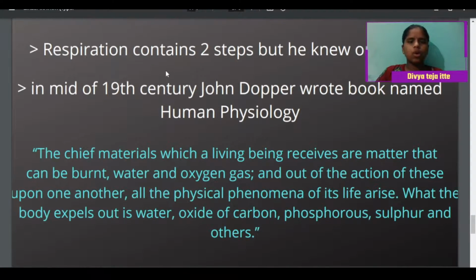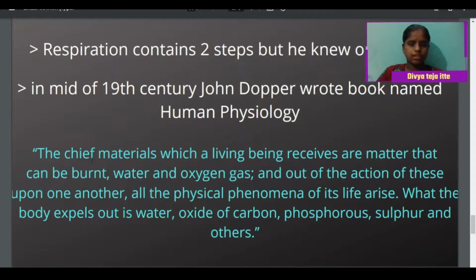From all this, the scientists concluded that respiration contains 2 steps, but he knew only 1 step. In the mid 19th century, the scientist John Doppler wrote a book named Human Physiology.